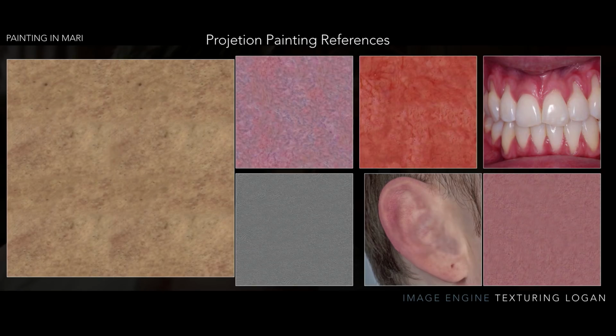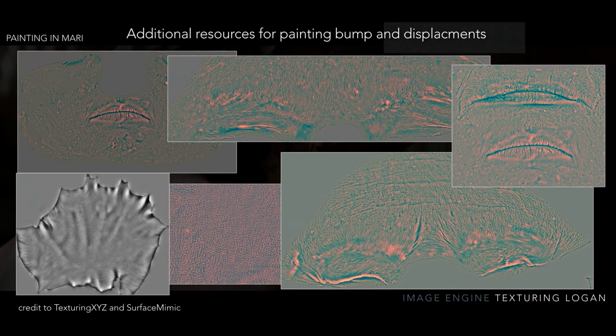However, I still gathered tons of other human reference for skin textures and that kind of thing. And additionally, we found more scan data online, such as Texturing XYZ and Surface Mimic, because we had to hand paint the rest of the head, the face, the hands, and so on, and just extra details for filling in all of those holes, which I'll get to in a minute.